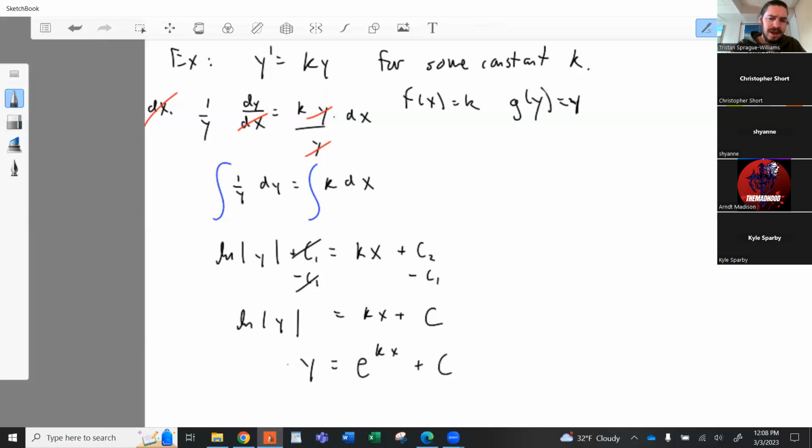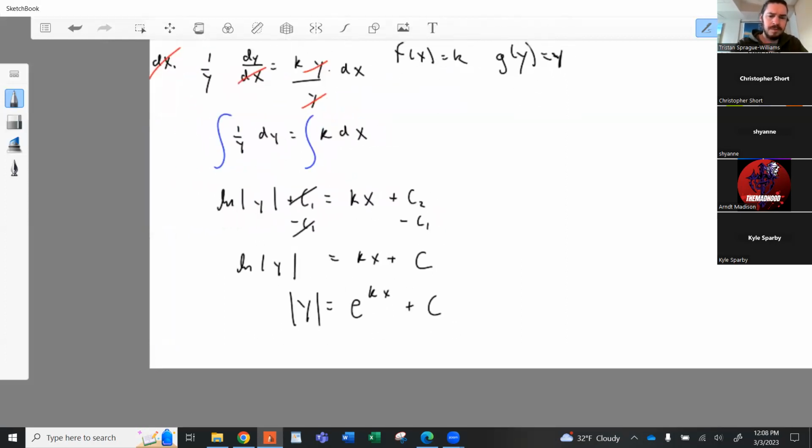And technically I have an absolute value of y here. So this could be plus or minus. Okay, so y is positive or negative e to the kx plus c. Oh, sorry, the plus c, I put the plus c in the wrong place, didn't I? The plus c is up here, the plus c is in the exponent, right? Interesting.